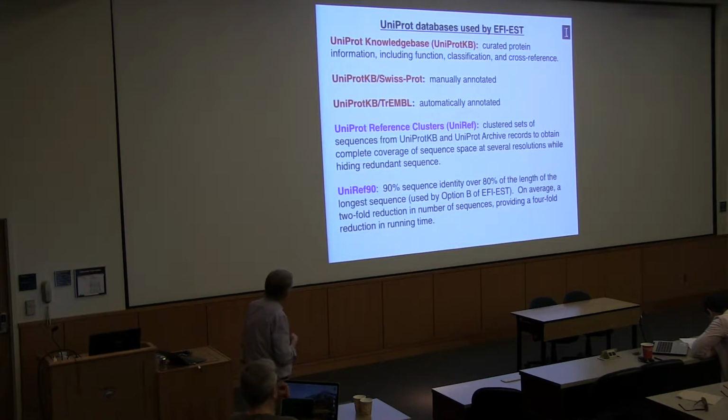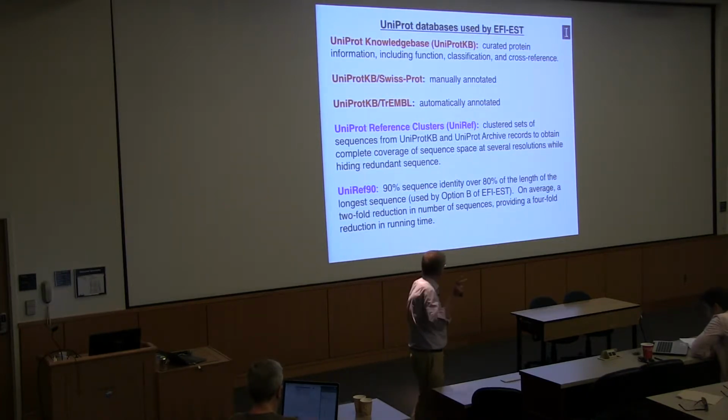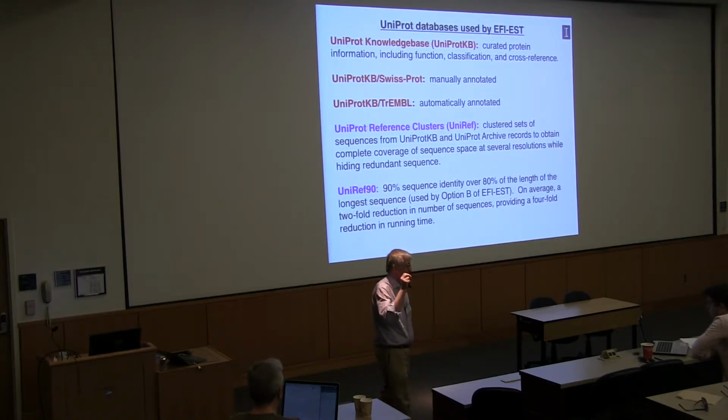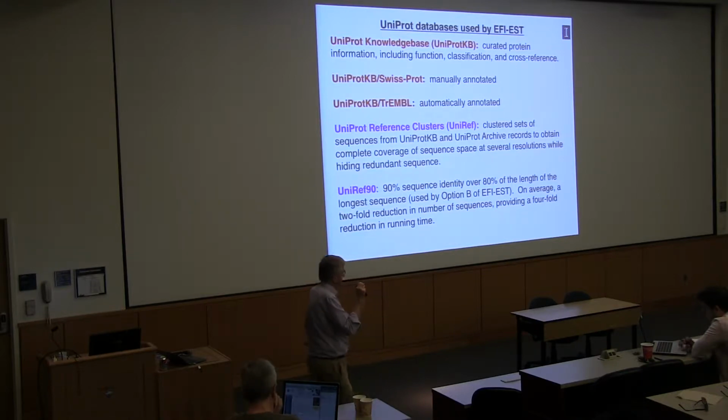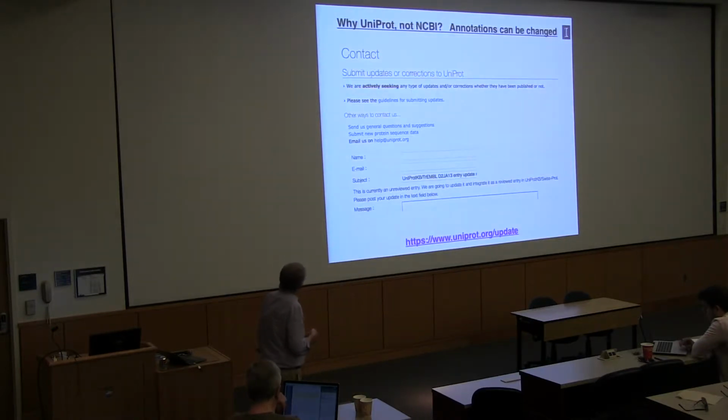We also are using the Uniref database. The Uniref database are clustered sets of sequences from Uniprot, where the one in particular that we use is Uniref90, where sequences that share 90% sequence identity over 80% of their length are put in the same cluster. The reason we do this is it reduces the number of sequences that we use in BLAST, because even though I've told you BLAST is fast, if you're doing BLAST for 200,000 sequences, that takes a long time, pairwise sequences.